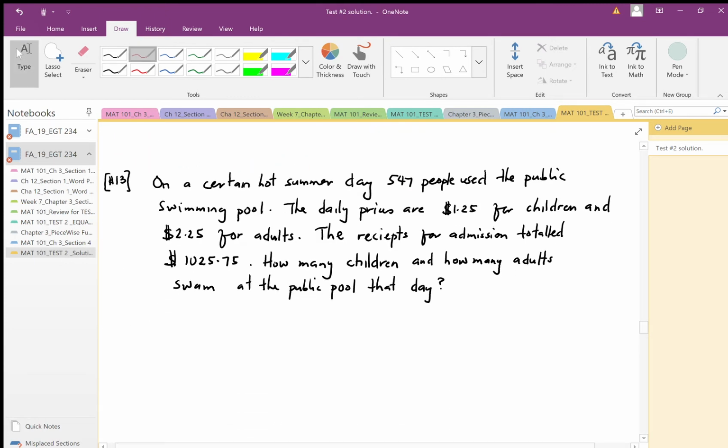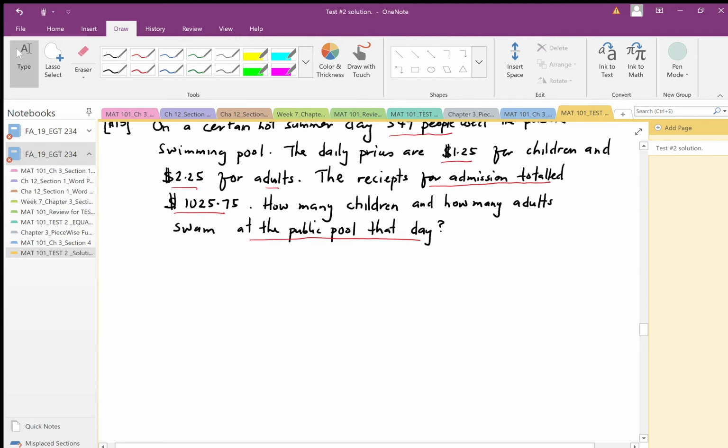Number 13. On a certain hot summer day, 547 people use the public swimming pool. The daily prices are $1.25 for children and $2.25 for adults. The receipts for admission totaled $1,025.75. They're asking us how many children and how many adults swam at the public pool that day.